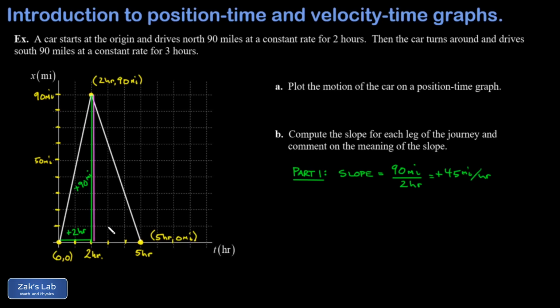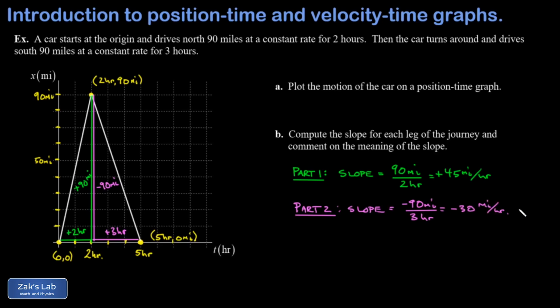So as the car works its way back to the original position, I'm going to call that a rise of negative 90. So I started at 90 and ended at 0. And the run for that was plus 3 hours. And again, we're careful to keep units on the rise and the run because they matter. And I end up with negative 30 miles per hour.